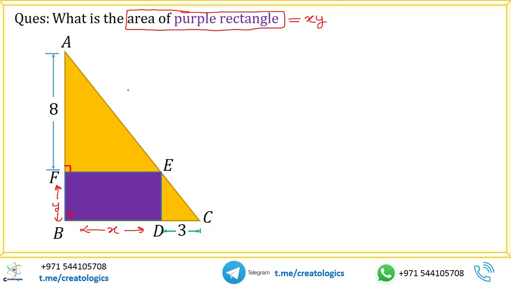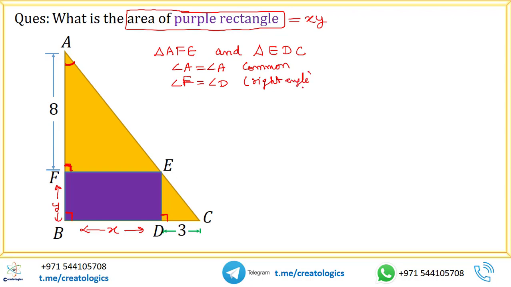Now let us have a look at triangle AFE and triangle EDC. What are the common things? See, angle F and angle D are right angles, right? So these two angles are the same. Angle A is common in both. Angle F is equal to angle D, which is 90 degrees, or a right angle.